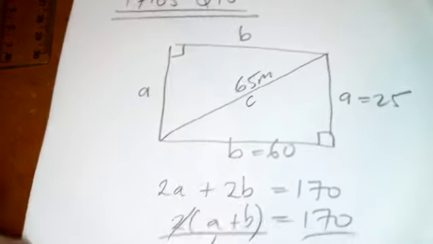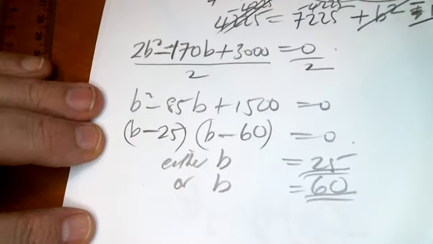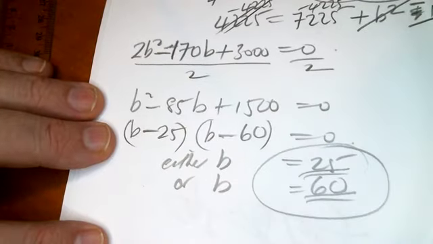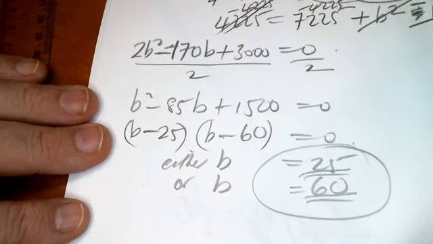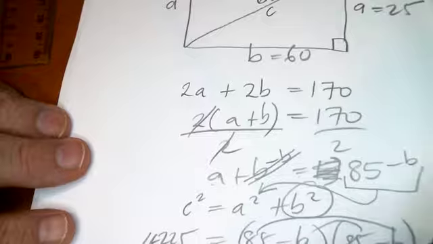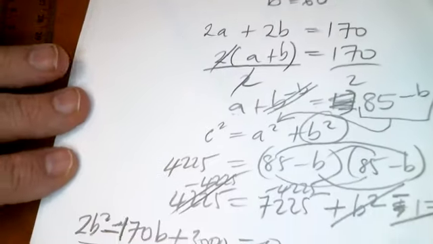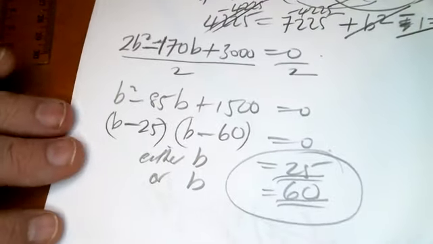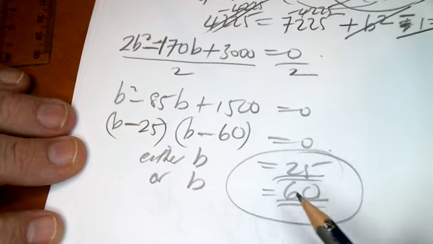So we've just found the length of the sides. There they are, and that works out very nicely when it comes to looking at the overall perimeter of 170. So our solution is 25 and 60.